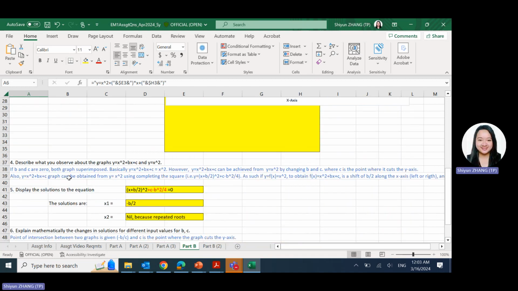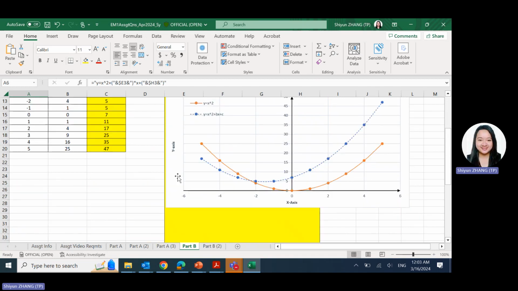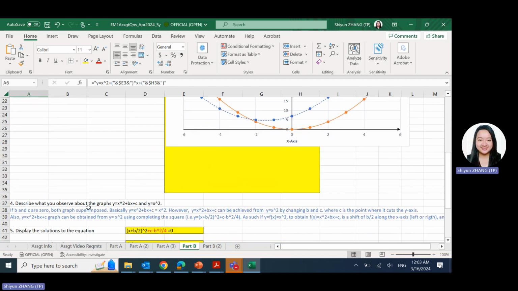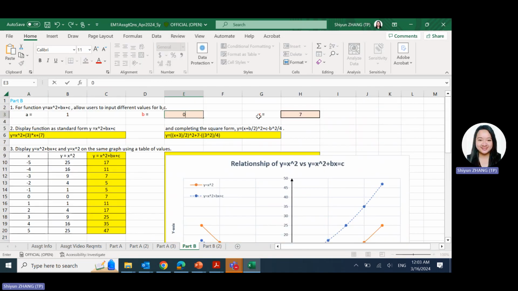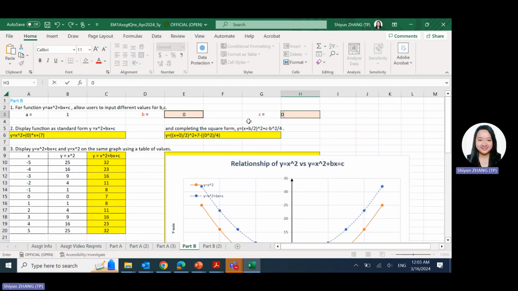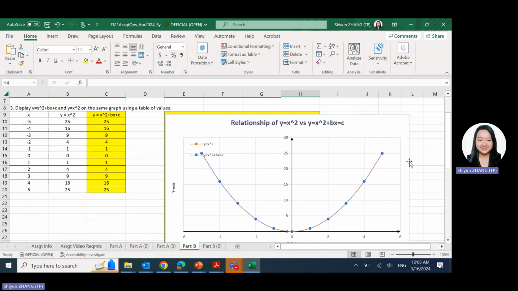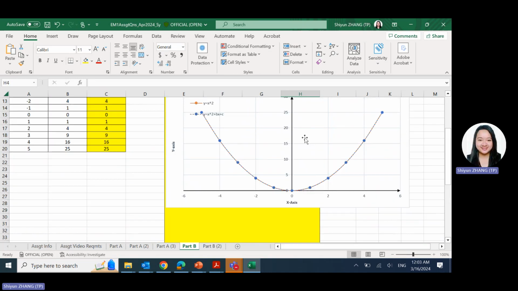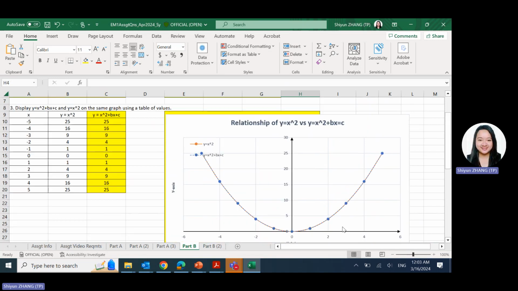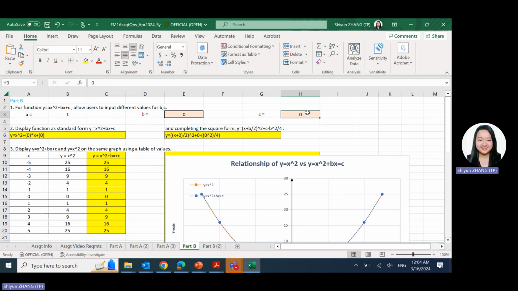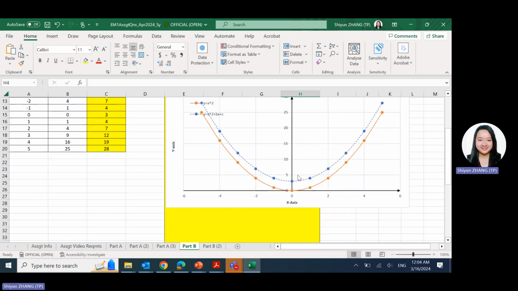So what have I observed from these two graphs? When B and C are actually 0, my answer would be the same as y equals x squared, so both are supposed to merge. This tells me that my graph here is correct. Now, what can be achieved by changing B and C? The first thing I know is that C is the point where I cut the y-axis. So if I put 3 here, the graph will shift upwards.